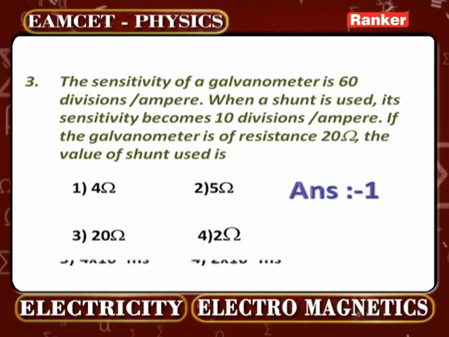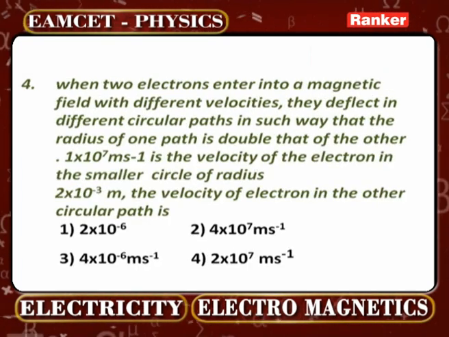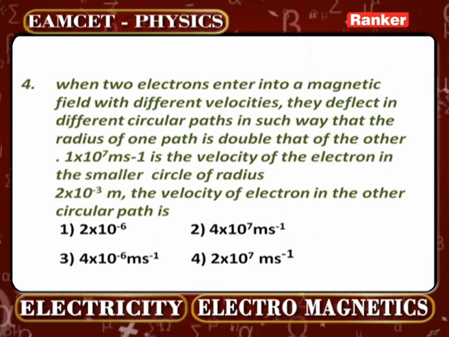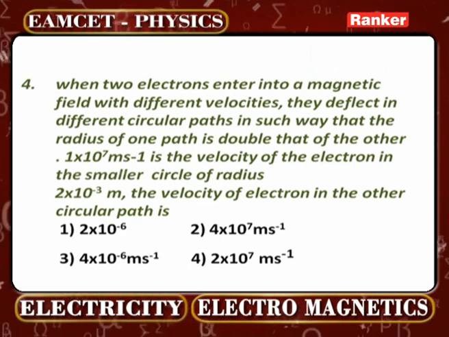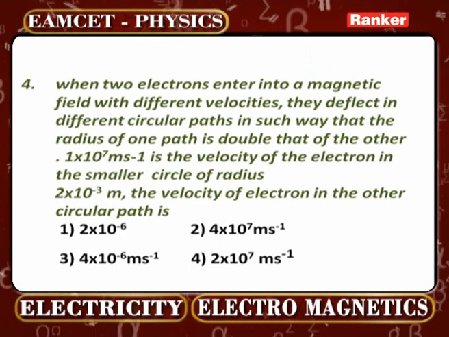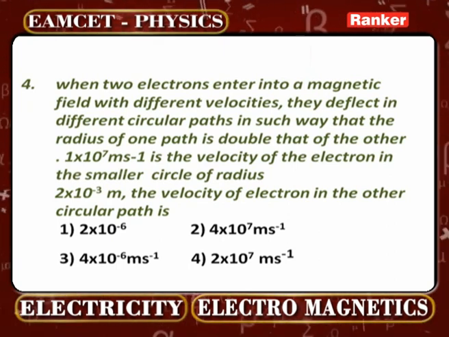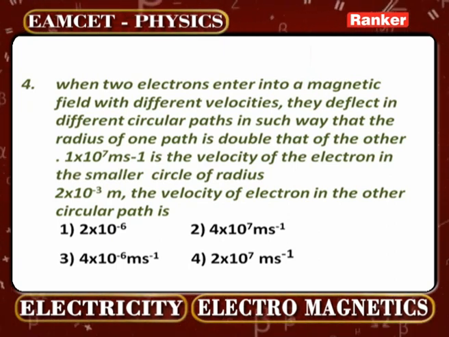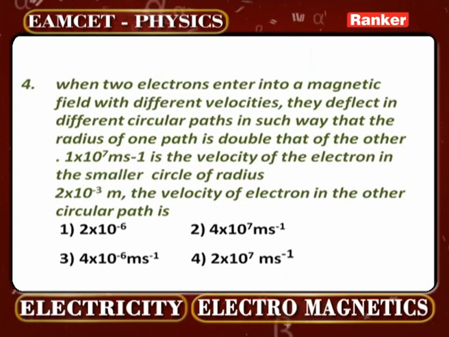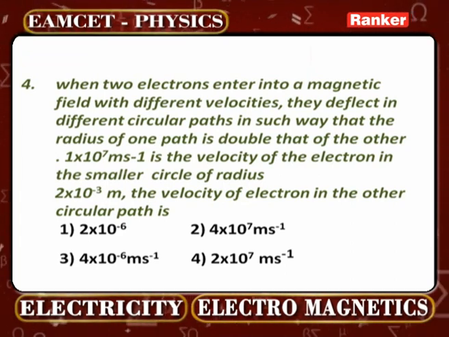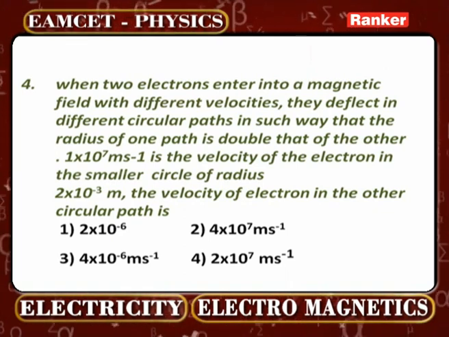Look at the next problem, that is problem number 4. When two electrons enter into a magnetic field with different velocities, they deflect in different circular paths in such a way that the radius of one path is double that of the other. 1 into 10 power 7 meter per second is the velocity of the electron in the smaller circle of radius 2 into 10 power minus 3 meter. The velocity of electron in the other circular path is how much?